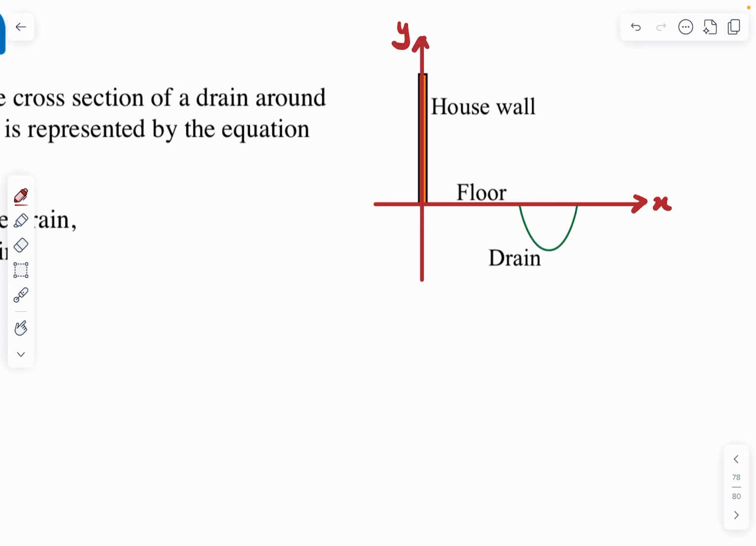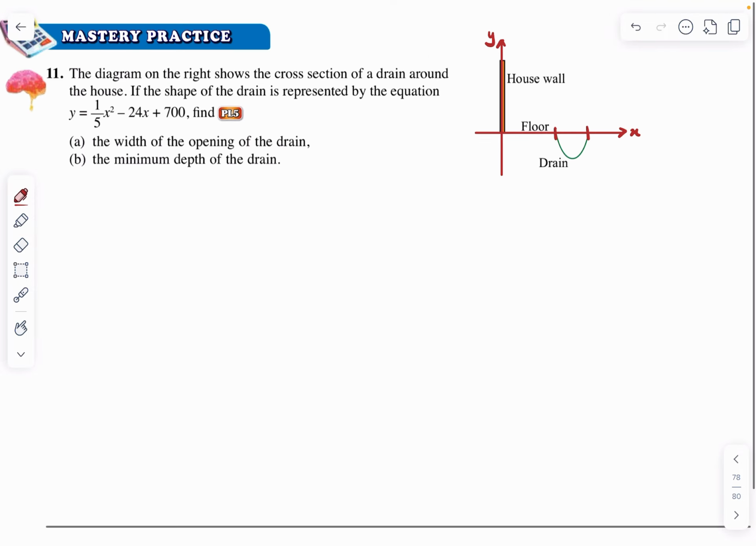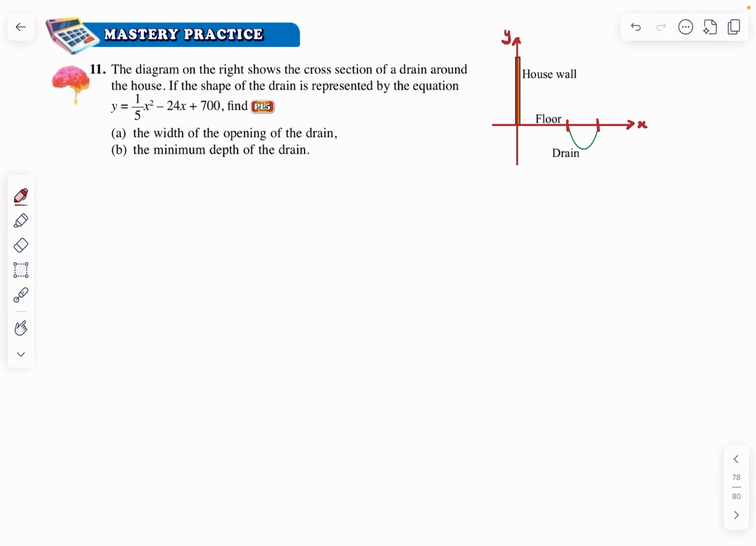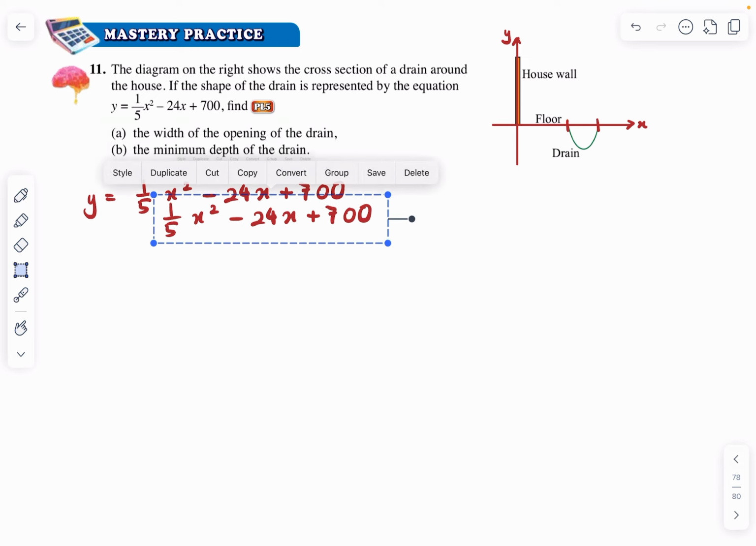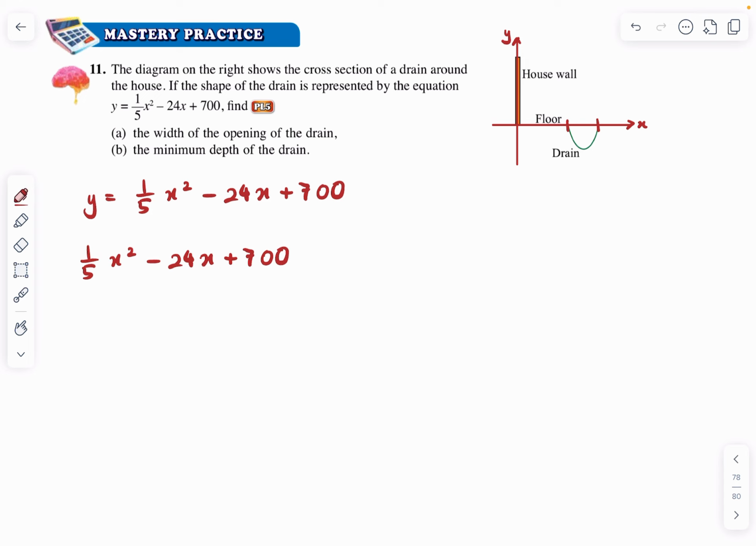Right, so if we find the roots, we can find the width of the drain. So to find the roots, the equation must equal 0. Okay, so at the roots, y value is always 0. So this whole thing equals 0. Then you solve lah.